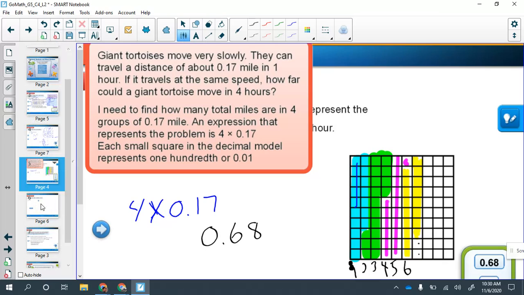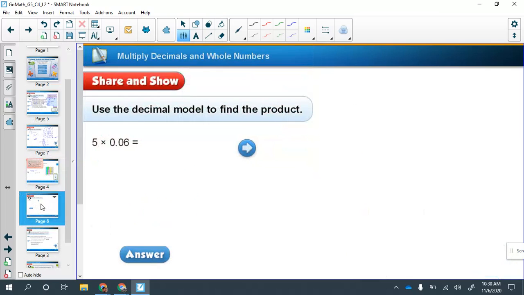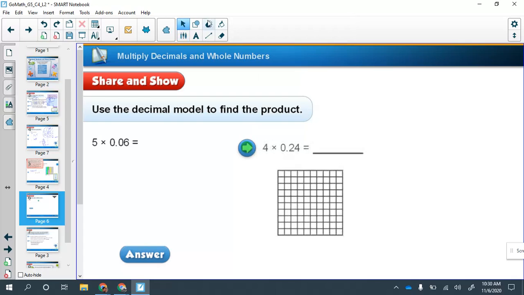Let's take a look at one more just like that and see how we do with it. So now we have 4 times 24 hundredths. So same idea. We're going to grab our highlighter.